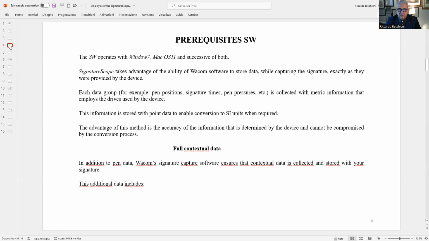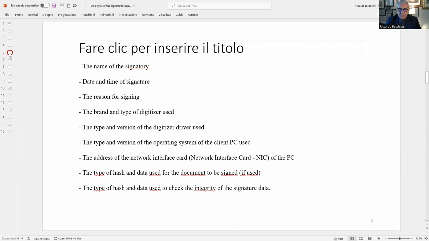In addition to pen data, Wacom signature capture software ensures that contextual data is collected and stored with your signature. The additional data includes the name of the signatory, date and time of signing, the reason for it, and so on, and the type of hash and data used for the document, and so on.